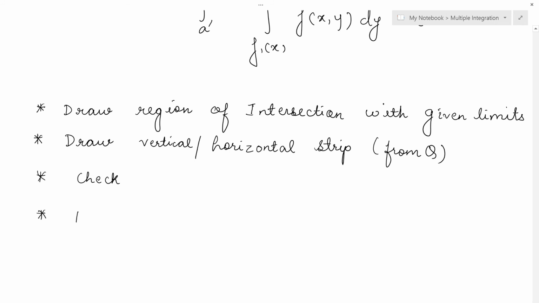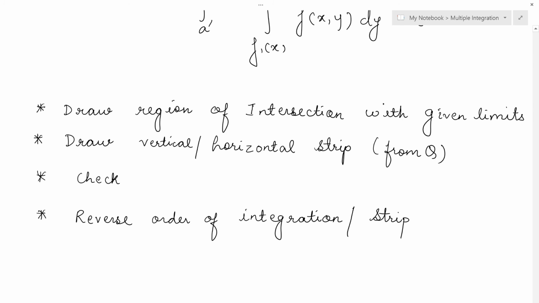Next is reverse the order of integration, or the strip. Obviously, if you reverse the order of integration, the strip will also change. And then find the new limits. So these are the steps that you have to follow in change of order. Remember this.